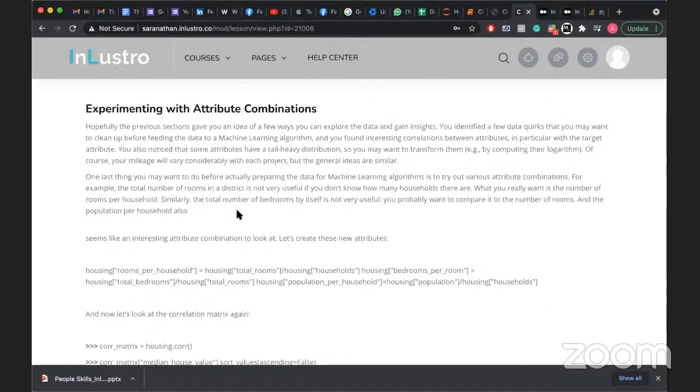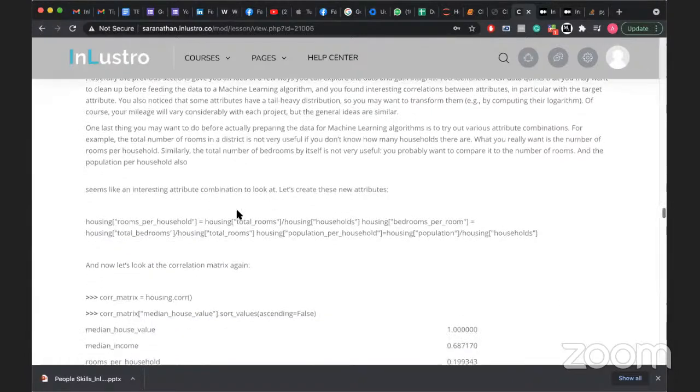So you may want to transform them by computing the algorithm or something. And of course, your mileage will considerably vary with each project, but the general ideas that you use are similar. One last thing which you want to do before you actually prepare the data for machine learning is to try out various combinations. Total number of rooms in a district is not very useful if you don't know how many households there are. So you don't really want the total number of rooms per district. You want them per household.